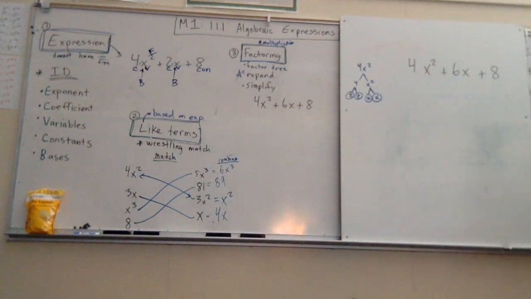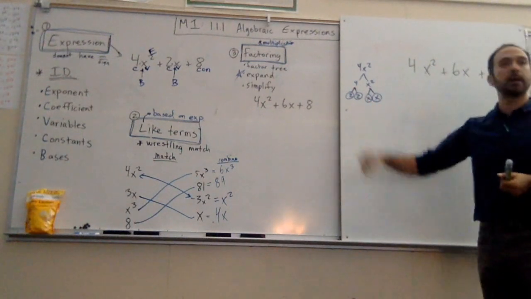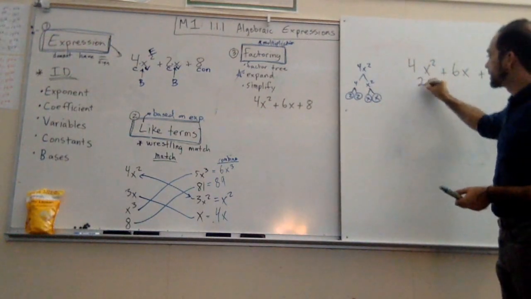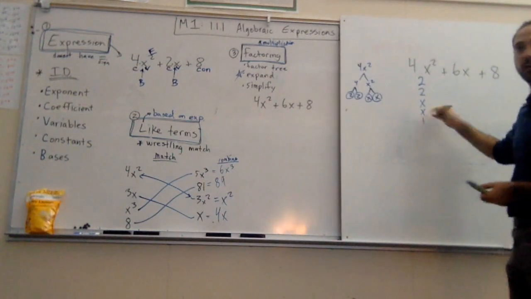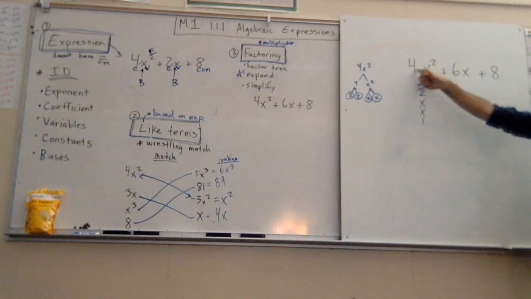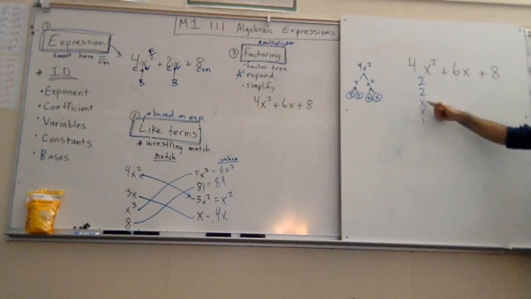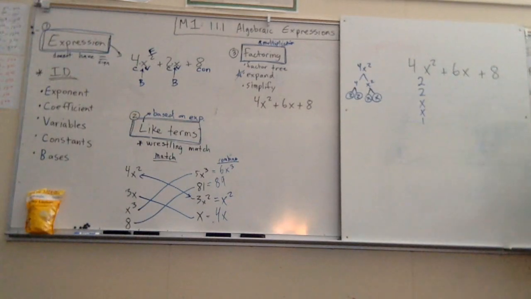Now watch what I'm going to do here. Under the 4x squared, I'm going to put all those prime factors in one column. 2, 2, x, x, and then watch where I put the 1. If I multiply all these numbers together, I get 4x squared. 2 times 2 is 4, times x is x squared, so 4x squared times 1, 4x squared. The 1 in there is going to help us when we get to challenging parts.